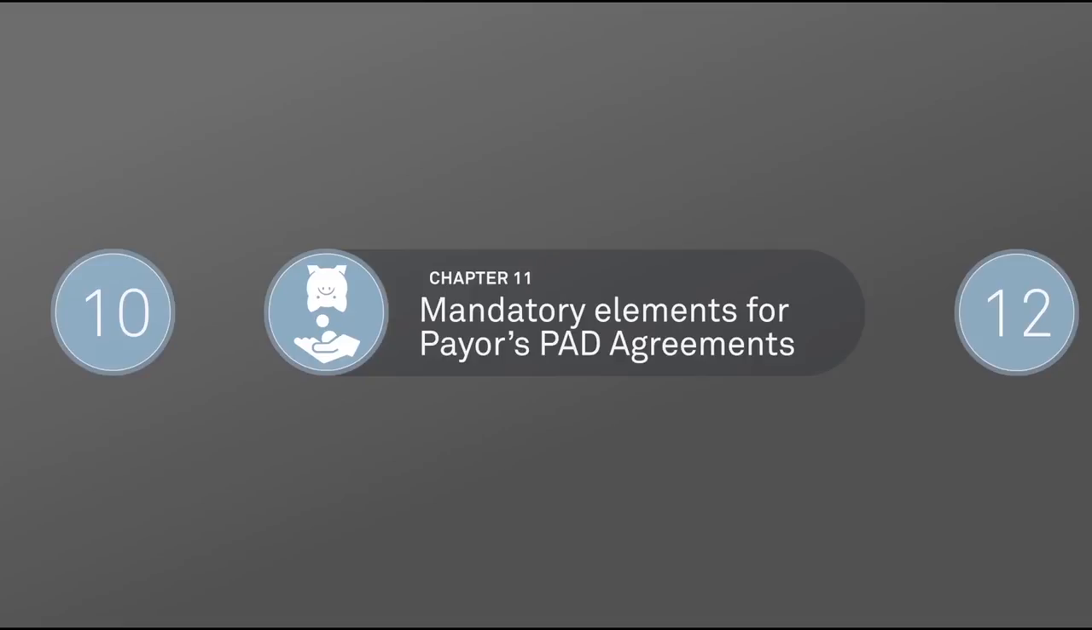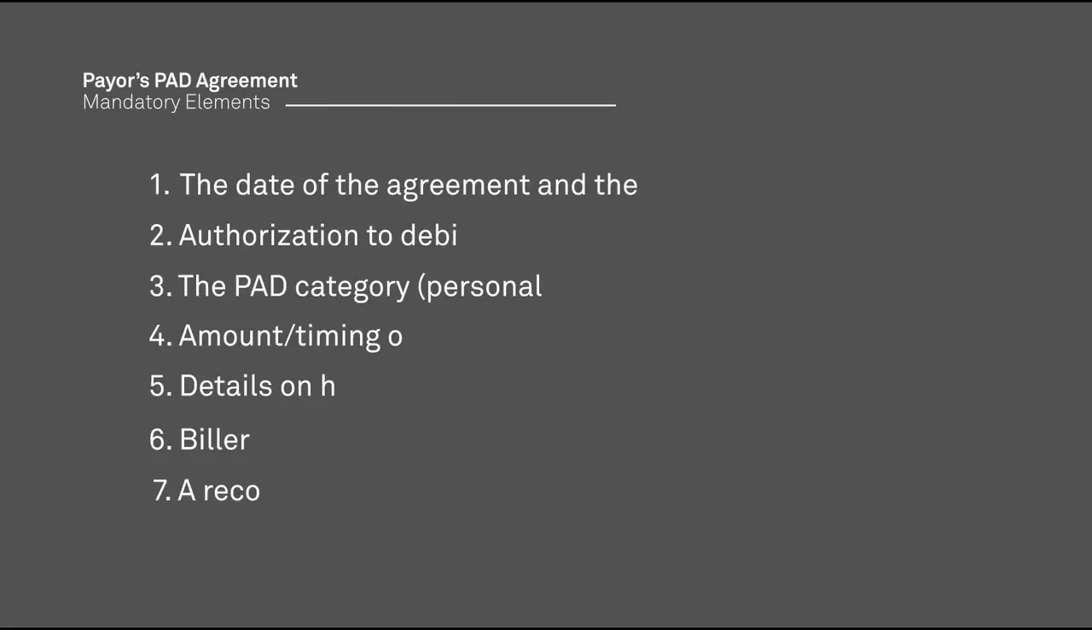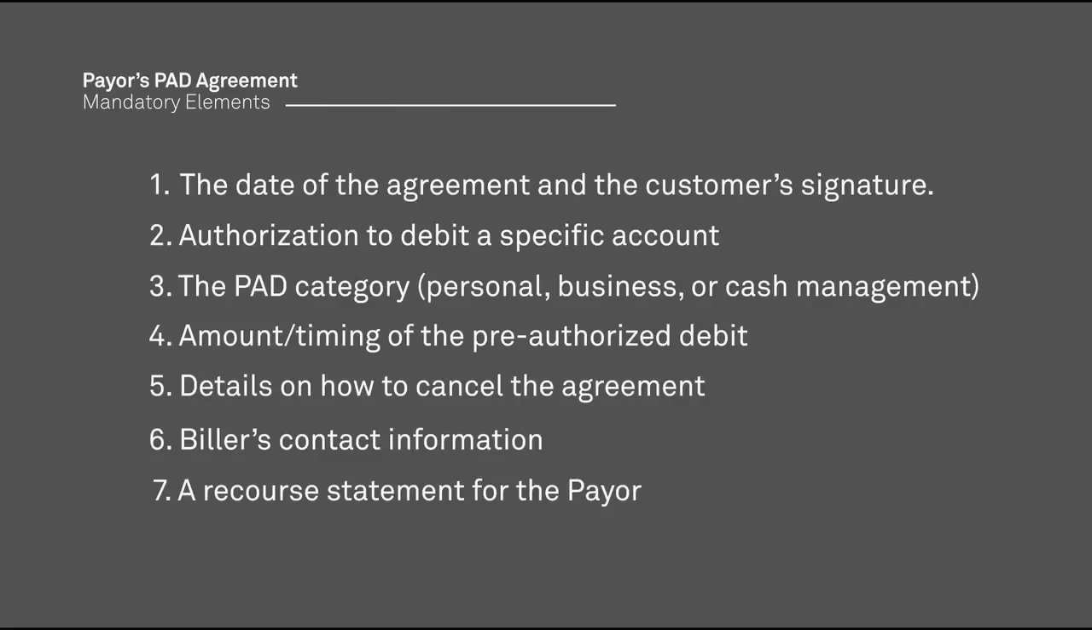Next, the company must obtain authorization from the customer to debit the customer's account for payment. This agreement is called a Payor's PAD Agreement and must also follow the requirements set out in Rule H1. PAD agreements can be paper or electronic, but must address certain mandatory elements as set out in the rule. Let's talk a bit about each of these elements.